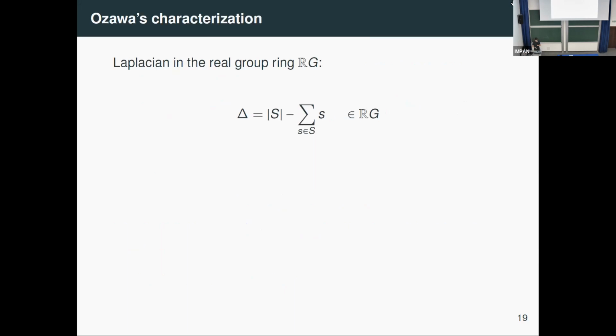Okay, so let me describe the new method of proving property T. It started with the result of Narutaka Ozawa in 2014, and here's how it works. We start with the group ring, and inside the real group ring we have the Laplacian element. It's just defined as, this is a non-normalized one, the number of elements in the generating set, which is denoted here by S, minus the sum of the generators. Okay, so this is a discrete version of the Laplace operator.